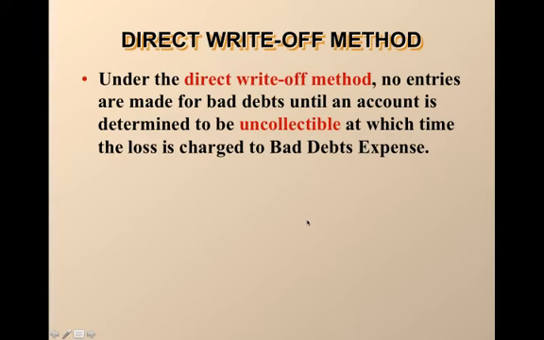In the direct write-off method, no entries are made for bad debts. Now, bad debts are at the end of the year when we do our adjustments. We're going to estimate how much we're not going to collect, and we're going to call it bad debts. So under the direct write-off method, we're going to write things off directly when we realize we're not going to collect the money. So here it says, under the direct write-off method, no entries are made for bad debts until an account is determined to be uncollectible, at which time the loss is charged to a bad debt expense.